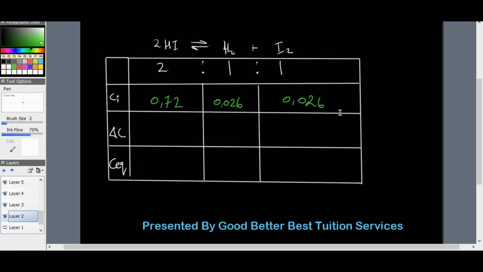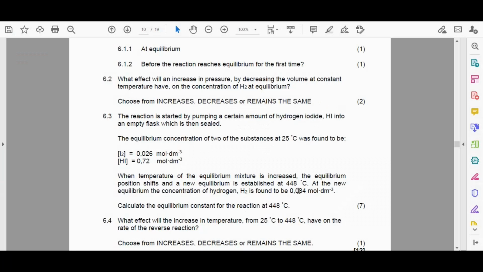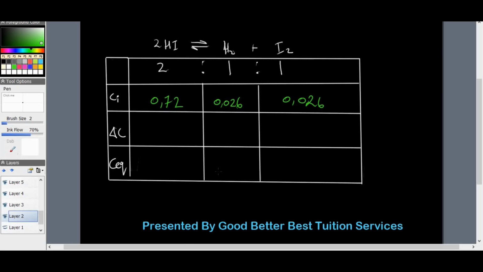Okay, then they told us further down the question that a new equilibrium was discovered because it shifted to 448 degrees Celsius, and they said at the new equilibrium the concentration of hydrogen was found to be 0,084. So we enter in here the 0,084 because this is the equilibrium concentration. So now that we've got the equilibrium concentration, what do we do? First of all, we need to find a value for the change in the concentration that must have happened for us to get this value.